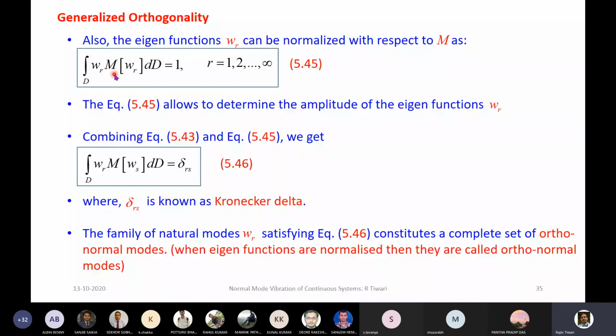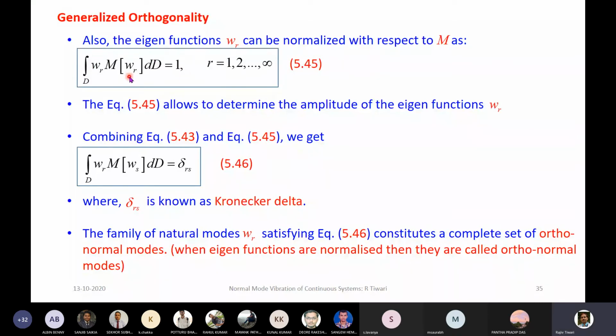In the discrete system, we normalize the eigenvector with respect to the mass matrix. Same thing here also we are doing: we are normalizing with respect to the mass M operator. Here you can see they both are WR. When both have the same eigenfunction, we equate it to 1, where R can have infinite eigenfunctions. So we are normalized like this.